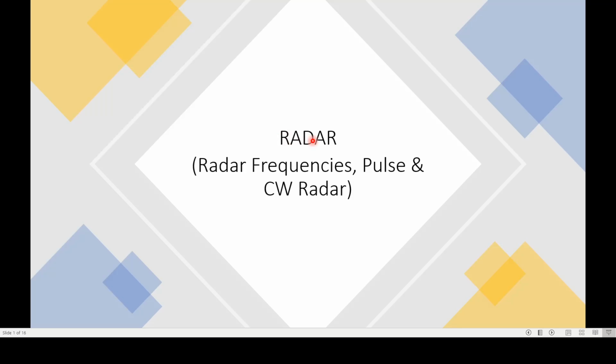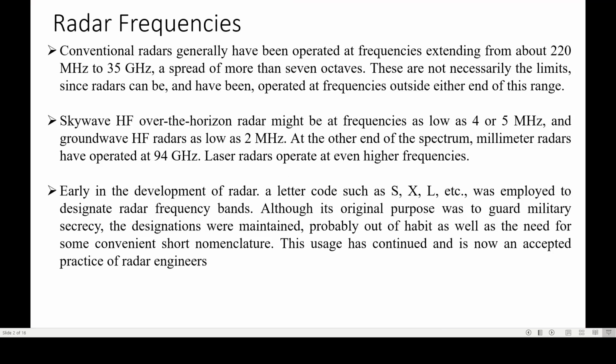Okay, in this lecture, we will discuss various radar frequency, pulse radar, and continuous wave radar. So these are the commonly used frequency. As we all know, these radar frequencies are in the range of gigahertz, or in the range of microwave frequency ranges. Conventional radars generally have been operated at frequency extending from about 220 megahertz to 35 gigahertz.